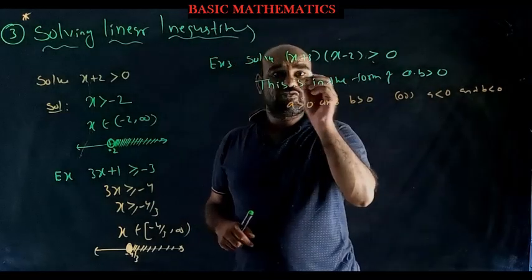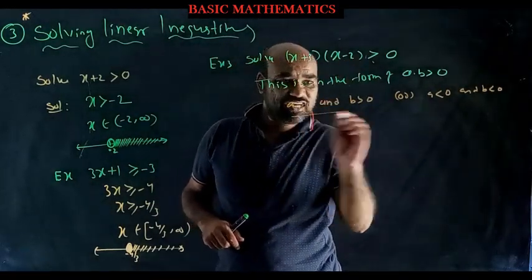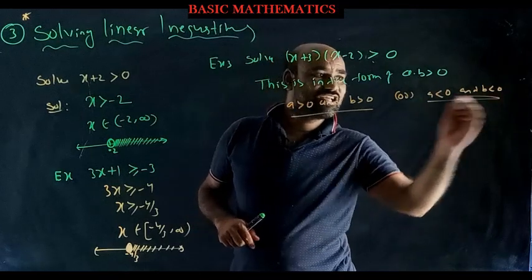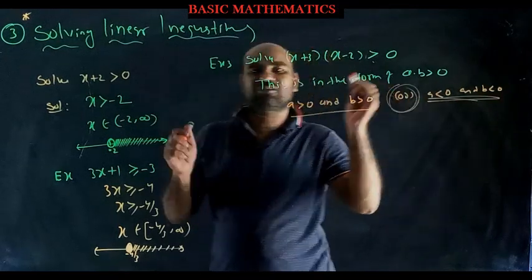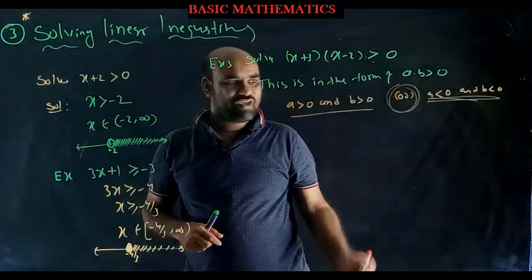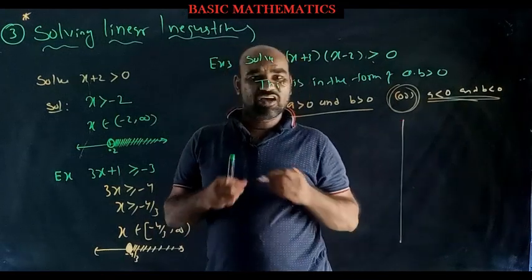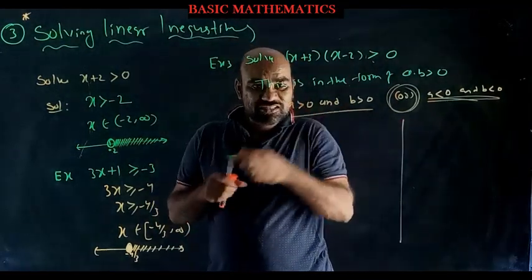So here we want to find the x value which satisfies this condition and this condition. Their union is the only required solution. Okay, first of all I want to find the value of x which satisfies this condition. This condition means what?